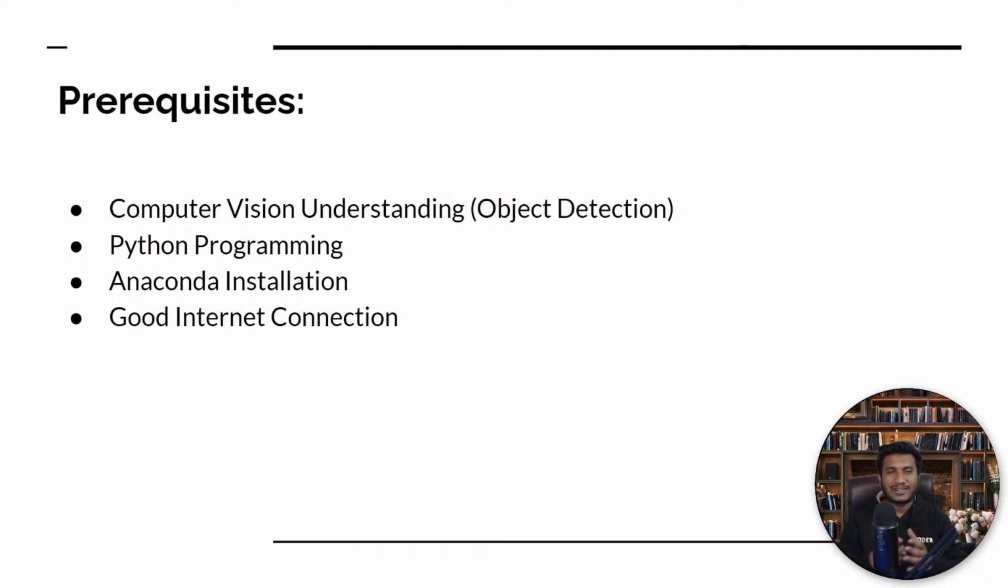In this video, I will tell you what prerequisites are needed to continue with this project. I'm expecting you are already familiar with computer vision concepts, or at least with the concepts of object detection. Through this entire series of projects, I'll be using the Python programming language, so I'm expecting you are already familiar with Python programming. You should have Anaconda installed on your system, because this is the very basic setup I'm expecting from your side, so I'm not going to show you the Anaconda installation. And you should have a good internet connection. So these are the prerequisites needed to continue with the projects.